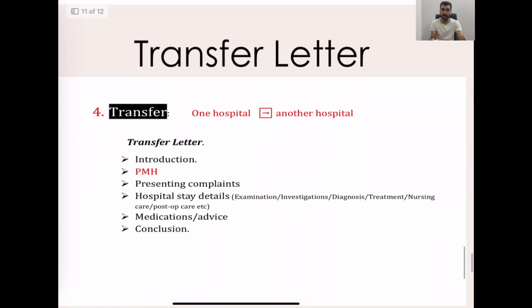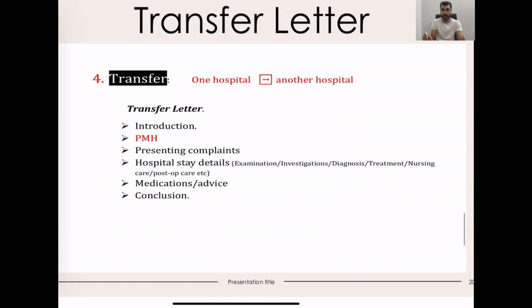So the last type of letter is a transfer letter. A transfer letter is different from other letters. Like in case of referral, the patient is being referred from lower facilities, like from GP to higher facilities, to a specialist or to a hospital. And in case of update and discharge letter, the patient's GP is being updated, so it's from higher facilities like a specialist or hospital to the GP. But in case of a transfer letter, it's between the same kind of facilities, from one hospital to another hospital.